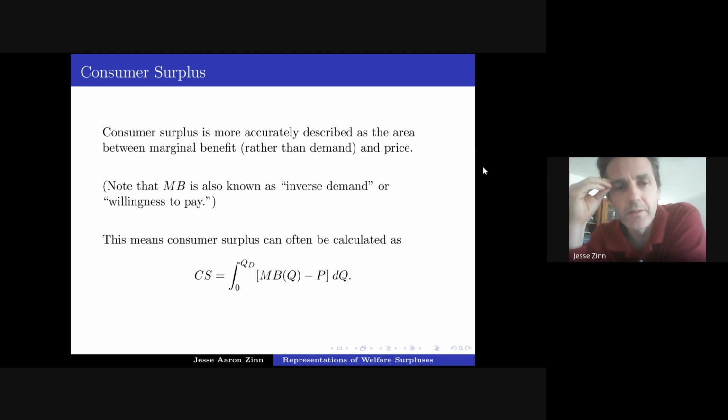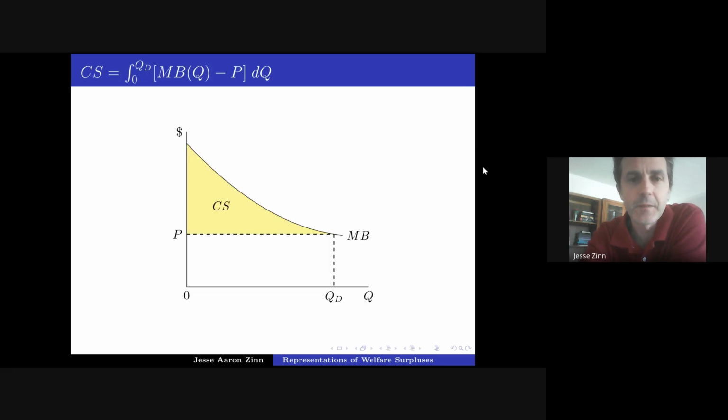So that means we can typically write an integral: consumer surplus equals the marginal benefit minus the price, accumulated over the quantities up to the quantity demanded. And of course, that gives us this picture here, the typical consumer surplus. This time, instead of demand, we have marginal benefit, although that's not really necessary. They're essentially just inverses of each other, so it's the same curve.